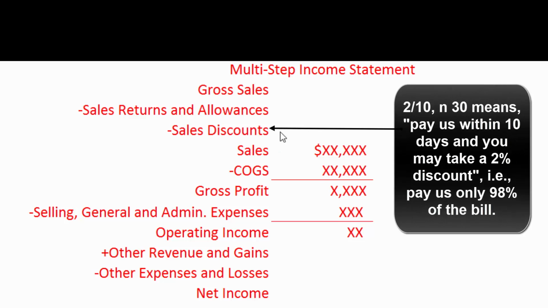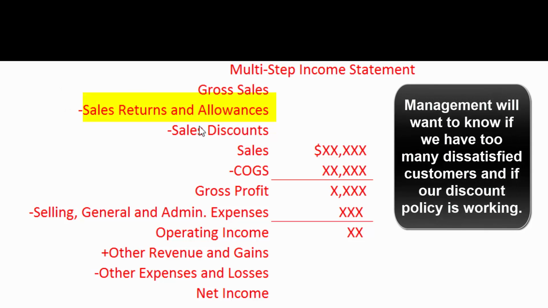Sales discounts keeps track of customers that pay us early. We want our customers to pay us quickly, so if we send them out an invoice, it might have terms like 2, 10, net 30. That means if you pay us within 10 days, you can take a 2% discount. If you don't pay us within that 10 days, you still owe us the net amount after 30. So we'll keep track of that here. We want to know what our dissatisfied customers are. We want to know which customers are paying us early.